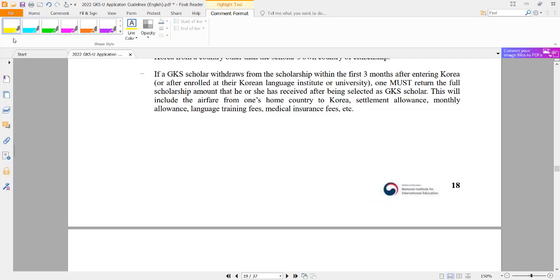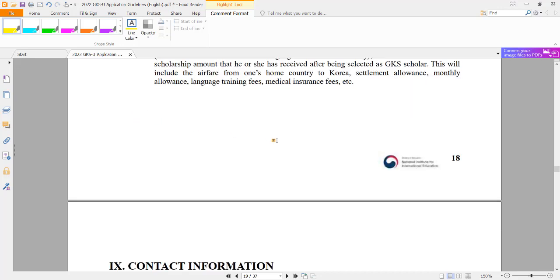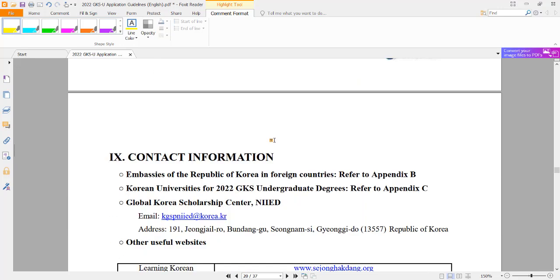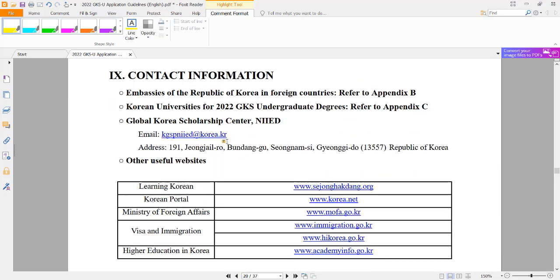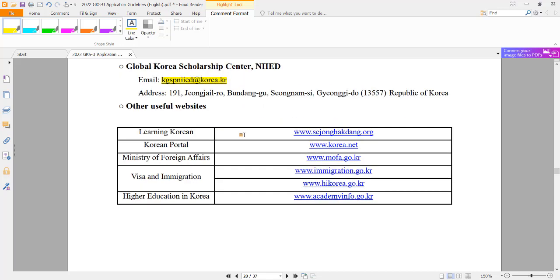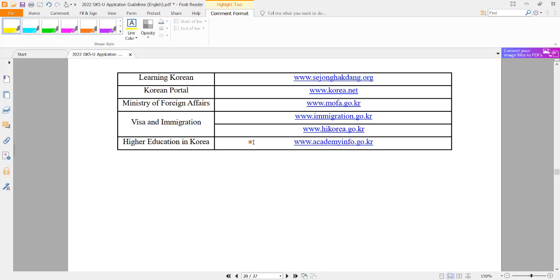Now moving towards the application filling part, I'll be explaining each and every form and how to fill them. But before that, as you can see, this is the contact information. If you have any doubts regarding the application or documents, and you want to ask whether something is okay for submission or not, you can directly email kgspniid@korea.kr, and they will reply within a few days.